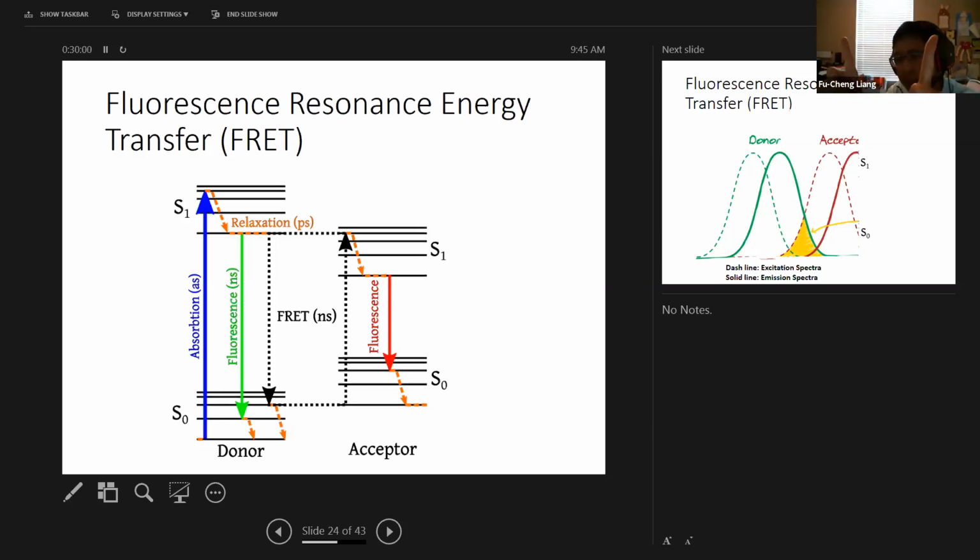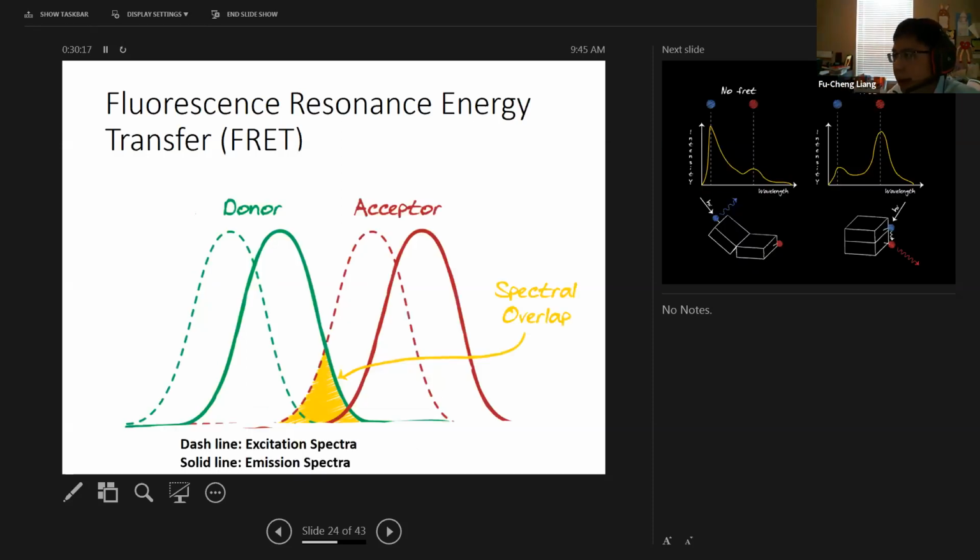And as I said, this is highly distance dependent. If the two dyes are in close proximity, then you will be able to see this signal, as compared to two dyes that are far away, where you will not be able to see this signal, all right? So I'm talking about like 50 Angstrom distance, all right? It's very, very short, right?